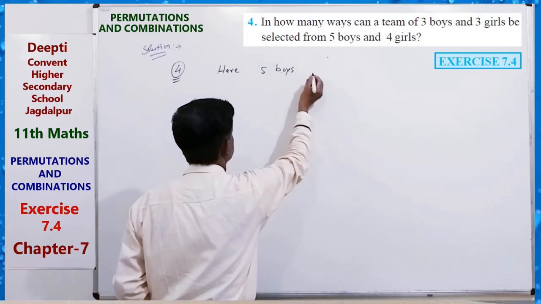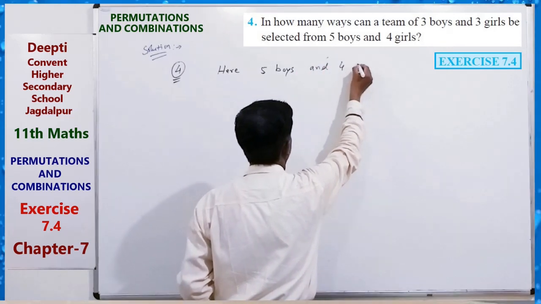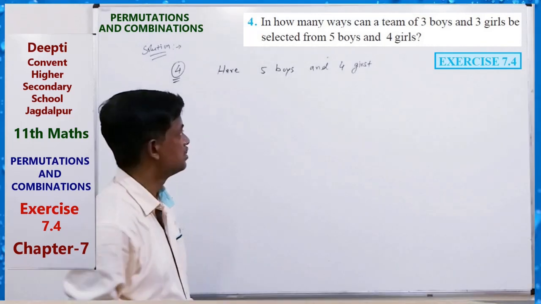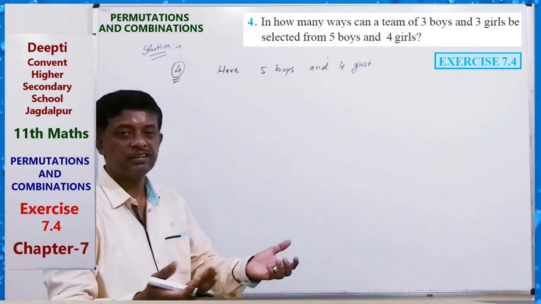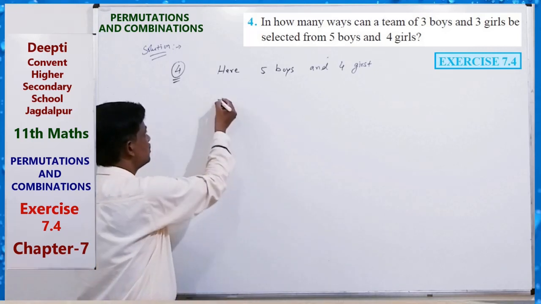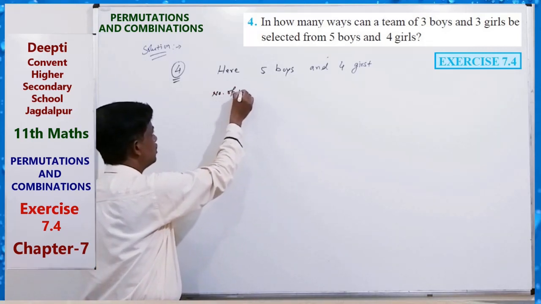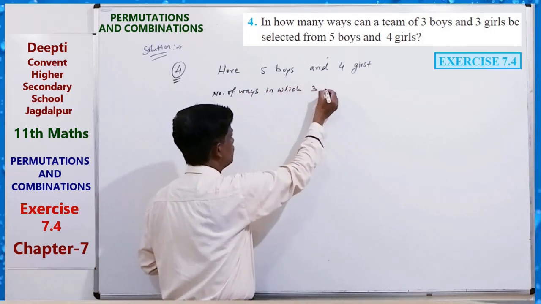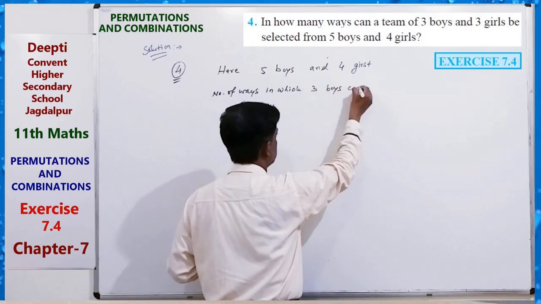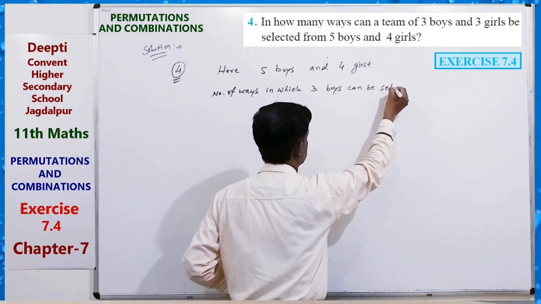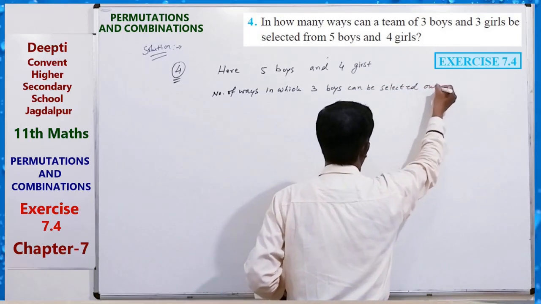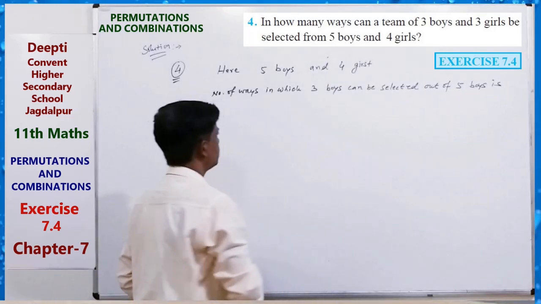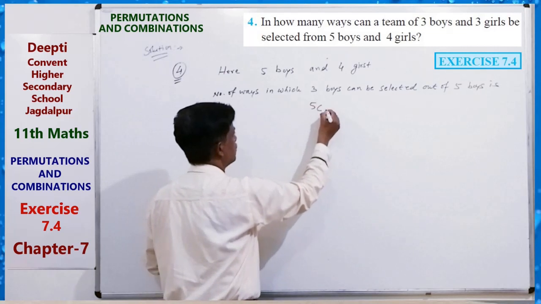So we have 5 boys and 4 girls. For making a team of 3 girls and 3 boys, first select 3 boys from 5 boys. The number of ways in which 3 boys can be selected out of 5 boys is 5C3.